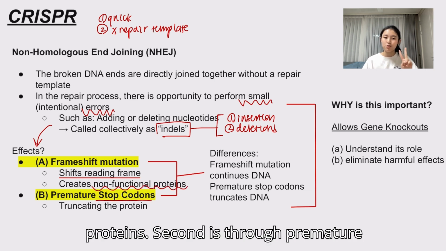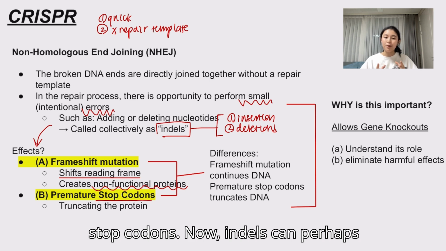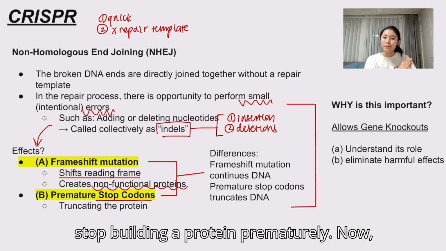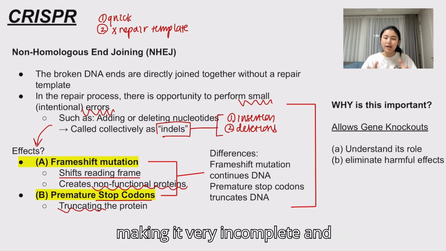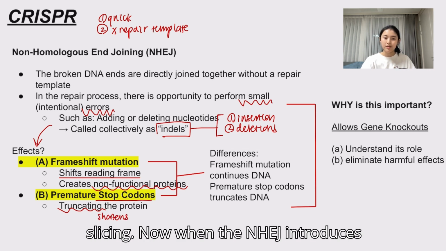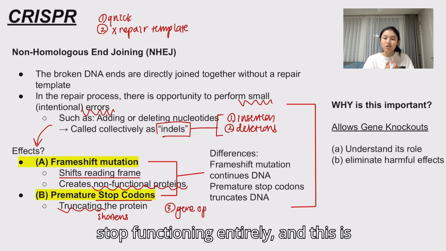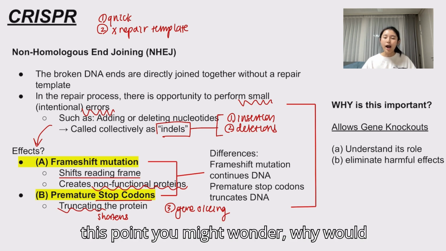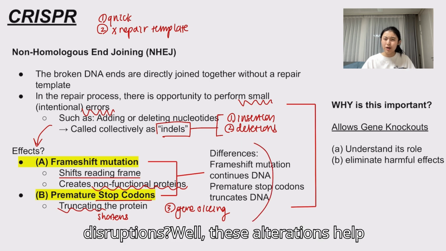Second is through premature stop codons. Now, indels can perhaps introduce stop codons, which are essentially signals that tell the cell to stop building a protein prematurely. Now, this essentially truncates the protein, making it very incomplete and non-functional. Third is through gene silencing. Now, when the NHEJ introduces significant disruptions, the gene may stop functioning entirely, and this is referred to as a gene knockout. Now, at this point, you might wonder, why would researchers deliberately create these disruptions?